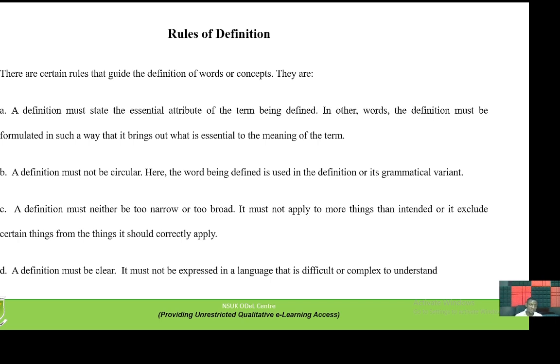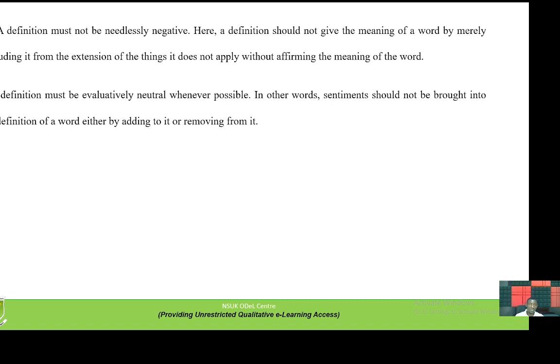The fourth one is a definition must be clear. It must not be expressed in language that is difficult or complex to understand. When you define a term, make sure that the definition is expressed in language that is not difficult for people to understand.